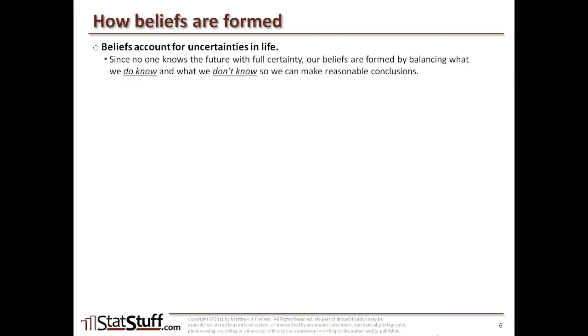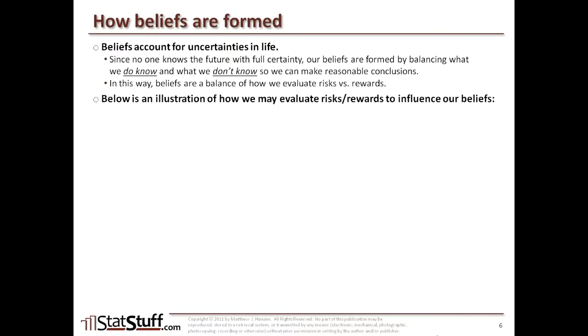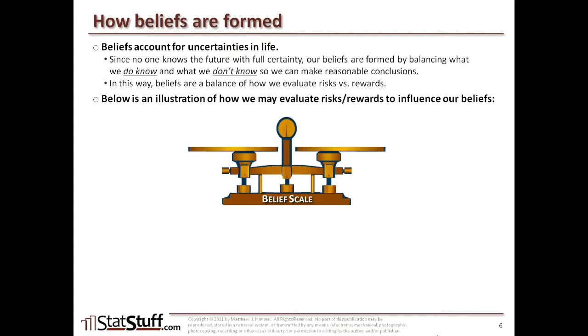So our beliefs are kind of like balancing the information we do know with what we don't know, so that it can help lead to reasonable conclusions based off of that. So in that way, beliefs are kind of like the balance of how we evaluate risks versus rewards. So here's an illustration of how I want to show that evaluation between risks and rewards and how that influences our beliefs. So let's say we have this scale, and the scale represents kind of like our level of beliefs.